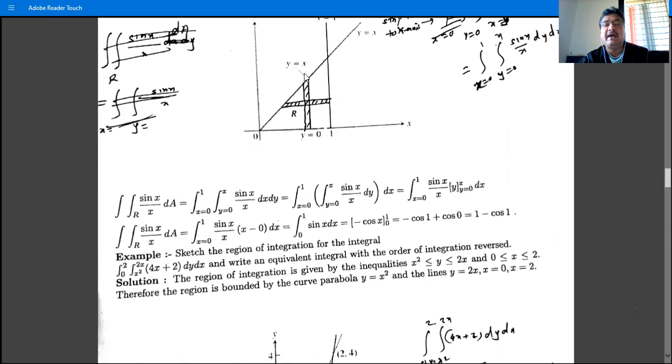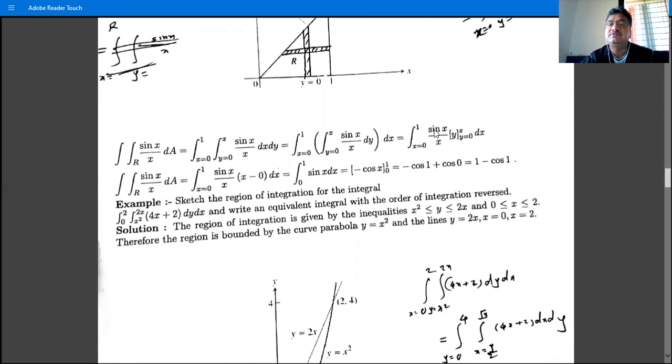So take a strip parallel to the y axis. One end of the strip touches the line y is equal to 0, so we have y equal to 0 as the lower limit. The other end of the strip touches the line y is equal to x, so x is the upper limit. And in order to cover this triangle, we move this vertical strip from this point to this point, and so x runs from 0 to 1.